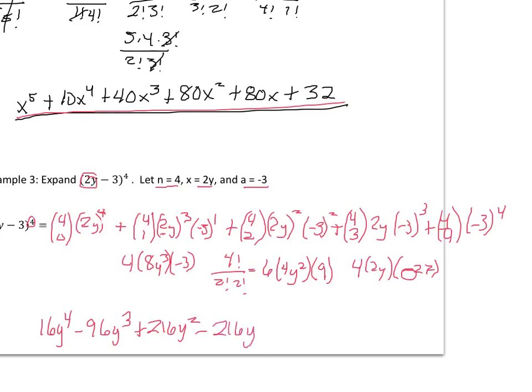Good. Last term. What's 4 choose 4? 1. What's negative 3 to the 4th power? 81. Done. There's our answer right there.